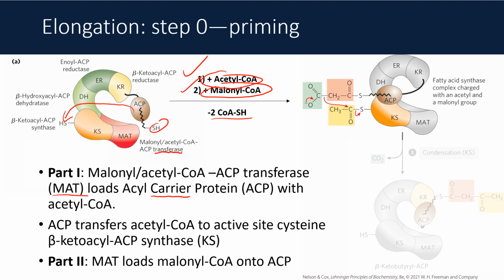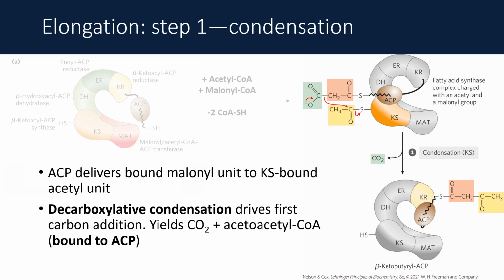that's going to be released when each of these gets attached onto our protein covalently. So to recap, we are going to have MAT take an acetyl-CoA, stick it onto ACP, and ACP will stick it onto Ks. And then we will have MAT take malonyl-CoA, stick it onto ACP, and then stop. Now we are ready to do our first step in the elongation cycle. Now we officially begin the elongation cycle.